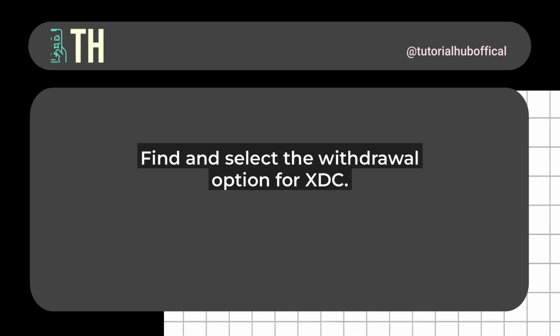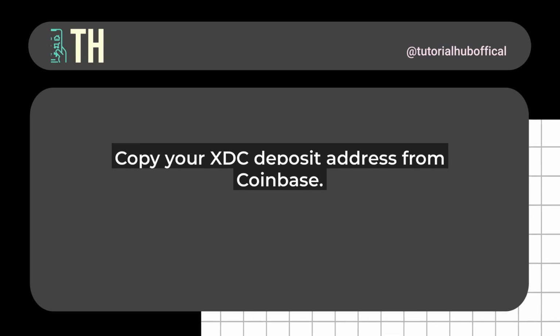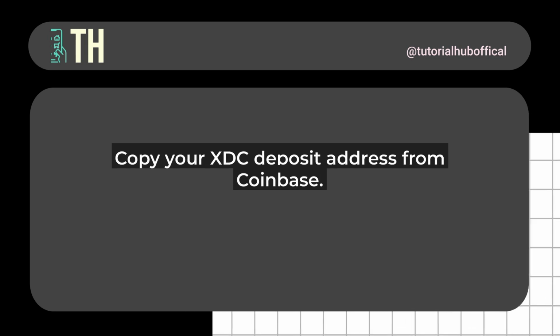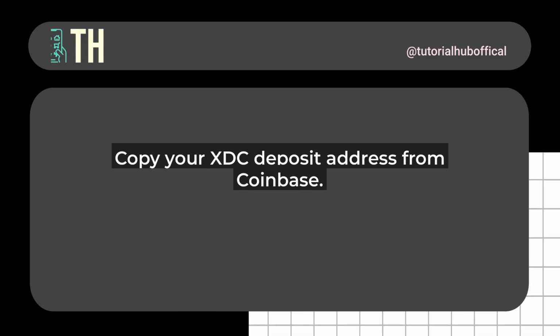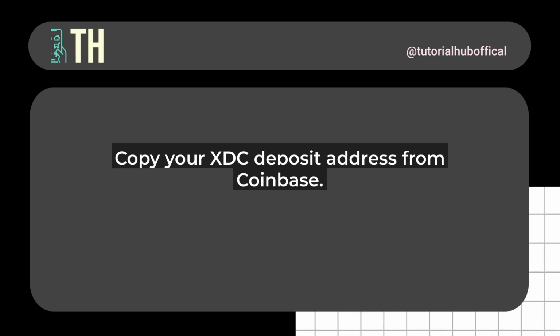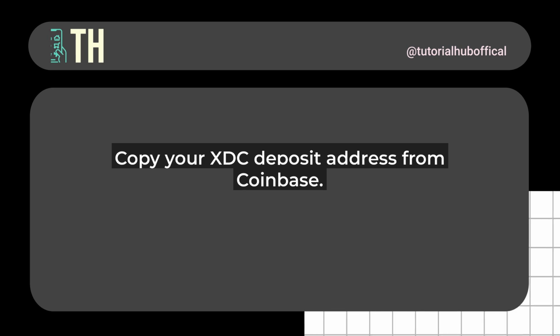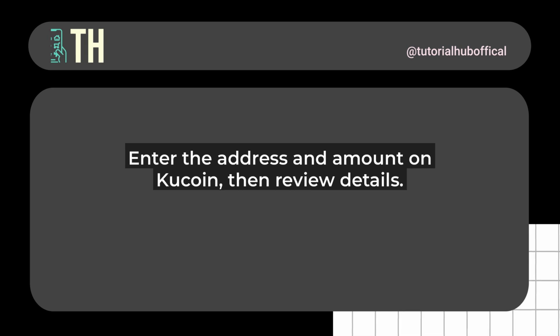Next, look for the Withdraw, or Transfer Out option next to your XDC balance. Click on that, and you'll be prompted to enter the recipient address. Now, hop over to your Coinbase account, go to your XDC wallet there and copy the deposit address. Pro tip: always verify that the address is for XDC specifically, as crypto addresses can be tricky and sending to the wrong one could mean lost funds forever.